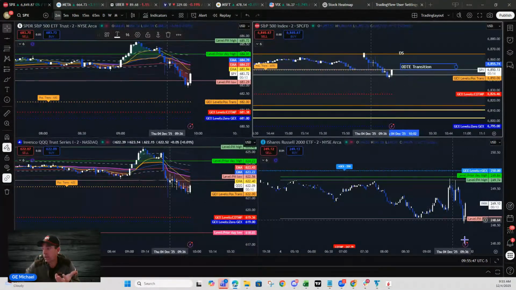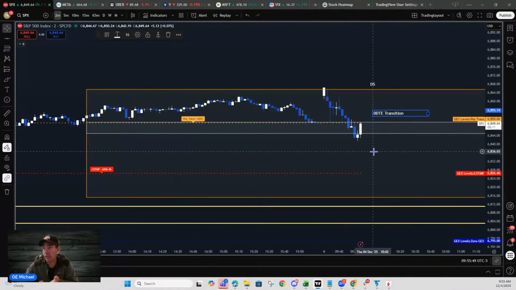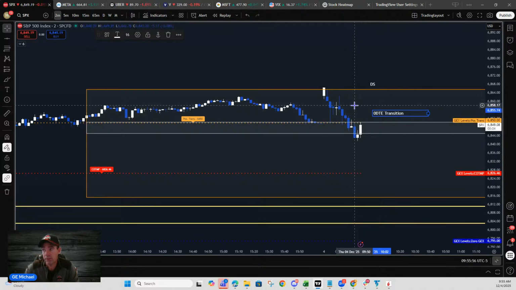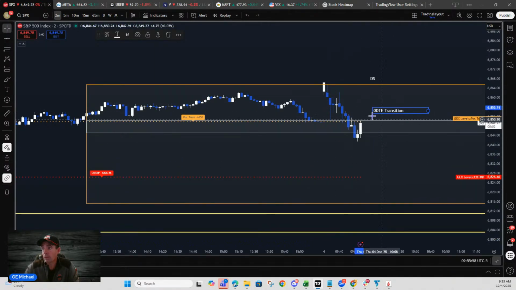So as I talked about, we pulled into transition, and now we're bouncing off that level, which I would anticipate in a call dominated structure, as long as we're maintaining the call dominated structure. And then we'll see how we react around 68.50.